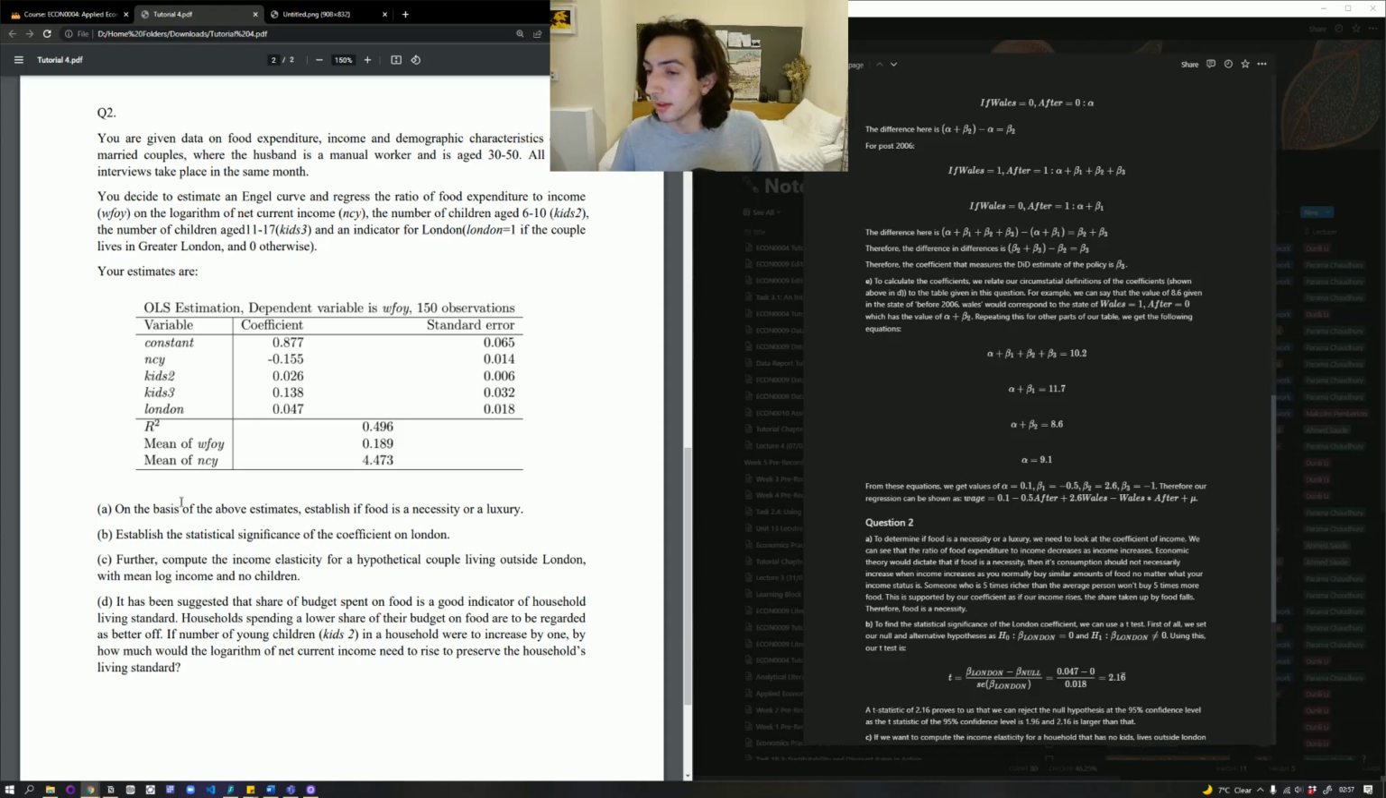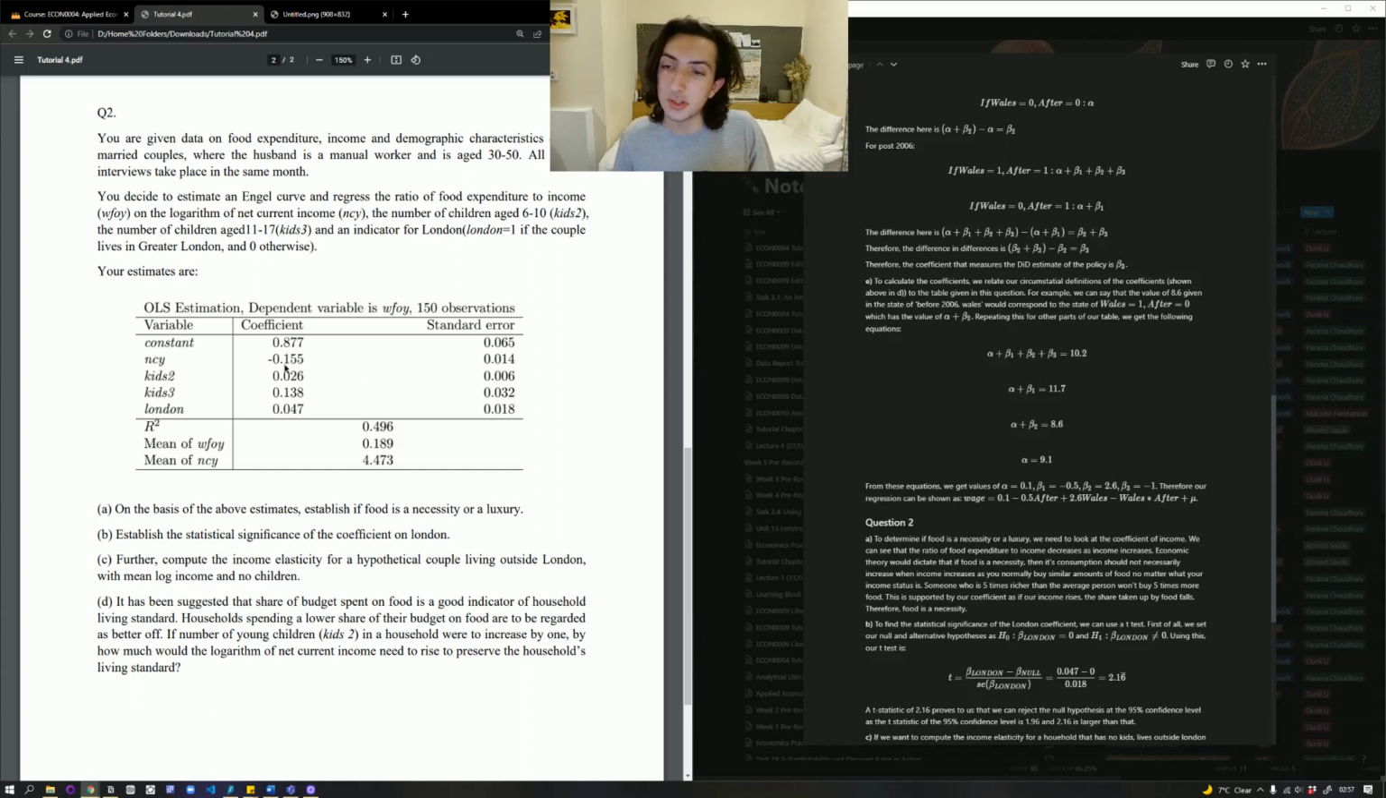Okay. On the basis of the above estimates, establish if food is a necessity or a luxury. Now, there is a formal definition of this. Generally, necessities have, I believe, it may be price elasticity of demand. But there's a definition where either price elasticity of demand or income elasticity of demand is between 0 and 1, and that's the definition of necessity. But I'm going to go on a more intuitive thing.